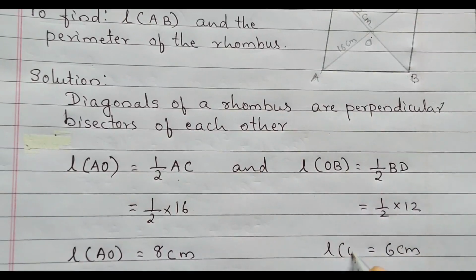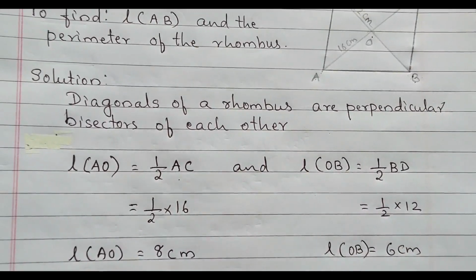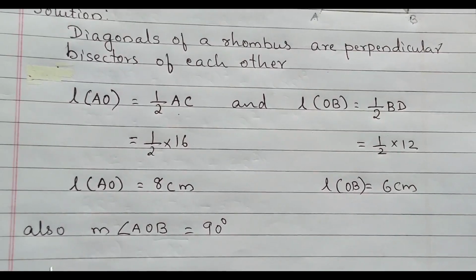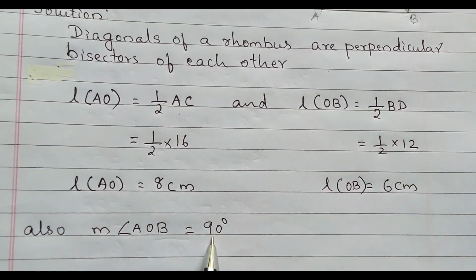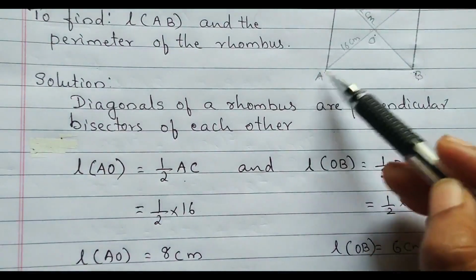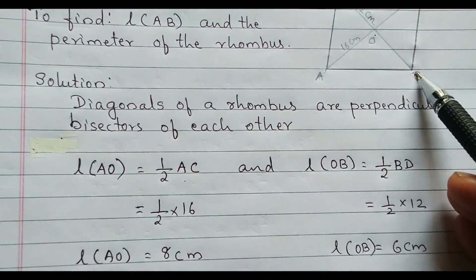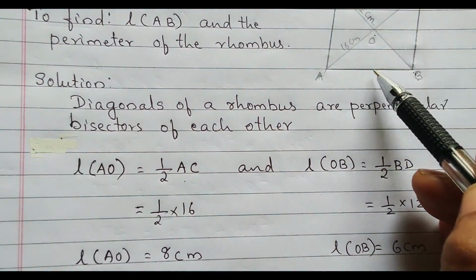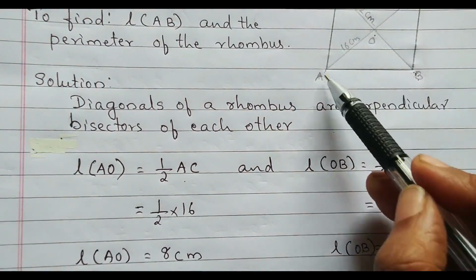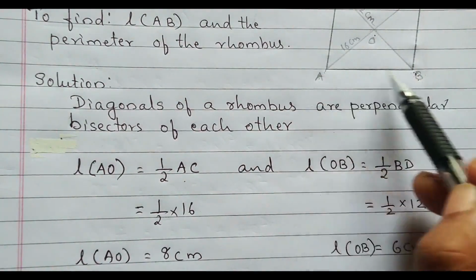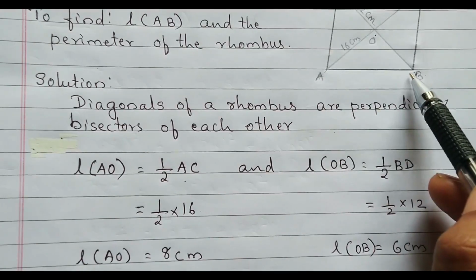So you got lengths OB and OA. The diagonals are perpendicular to each other, so we can write measure angle AOB is 90 degrees. Now triangle AOB is a right angle triangle. So we'll use Pythagoras theorem in this triangle and find out the length AB. AB is the hypotenuse of this triangle.